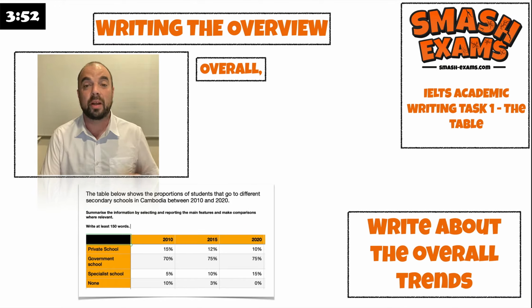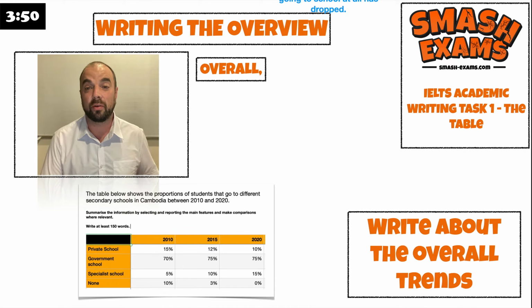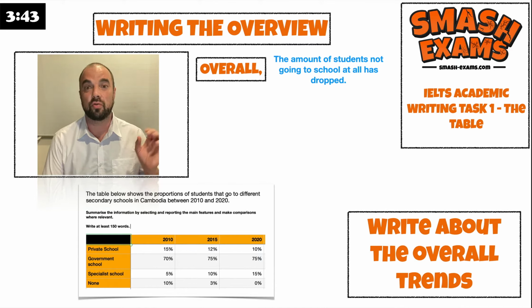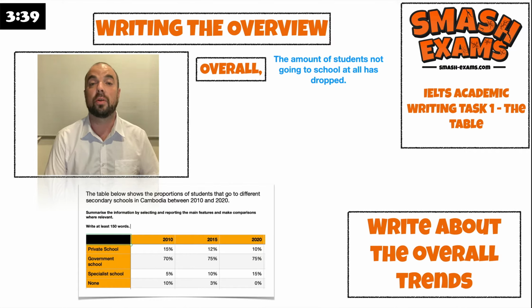So, overall, we can see that the amount of students not going to school at all has dropped. We said in our plan, we saw the percentage of students not going to school at all has dropped to 0. We won't say 0 now, we'll just say the amount of students not going to school has dropped.